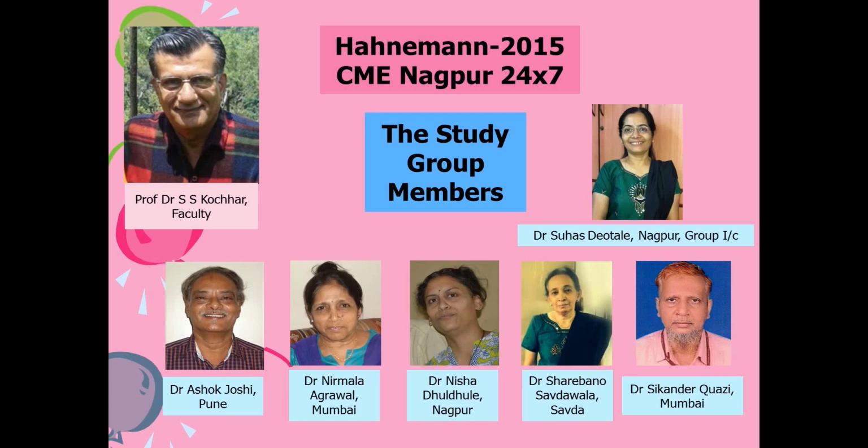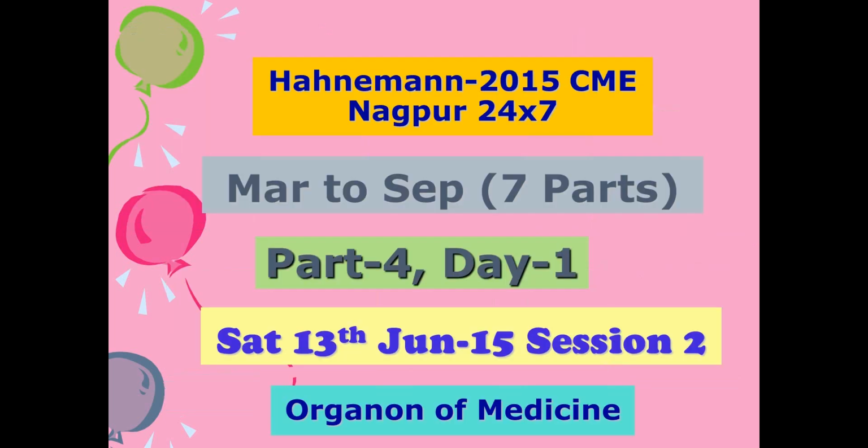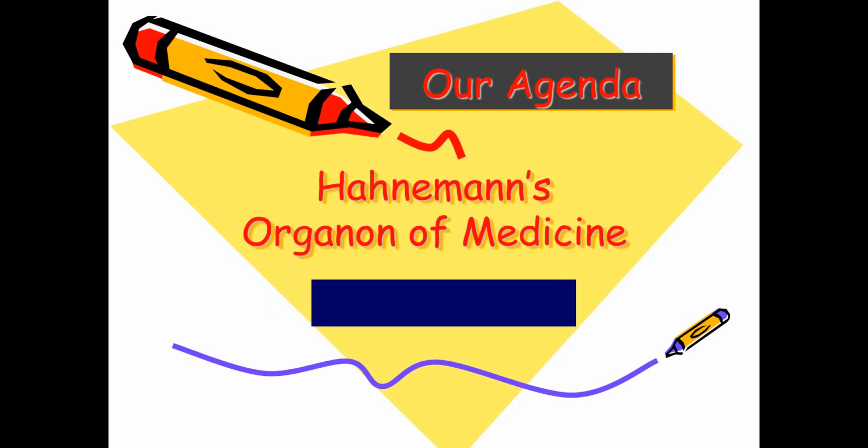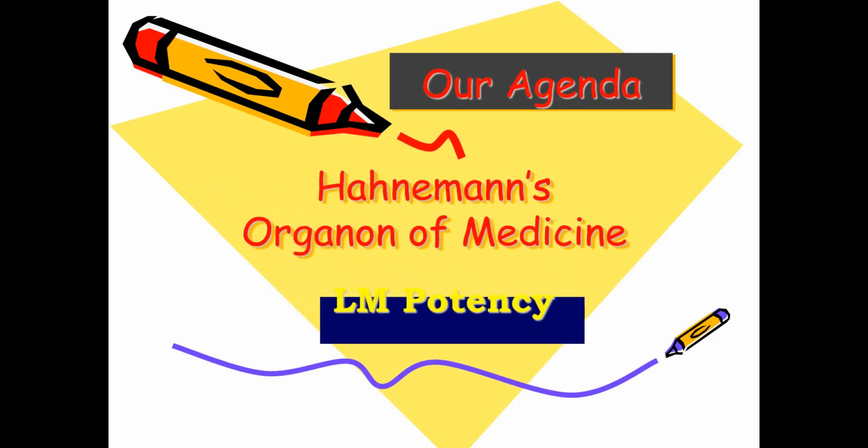Now we go to the second session of the day, and this is about 50 millisiemens potencies, and naturally related to Organon of Medicine, and that is 50 millisiemens potencies. In short, we write LM potencies. It is easier to write, easier to type.